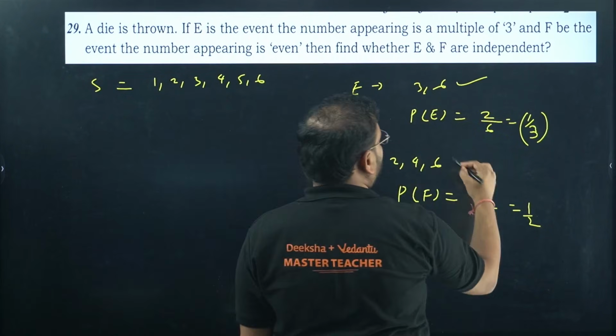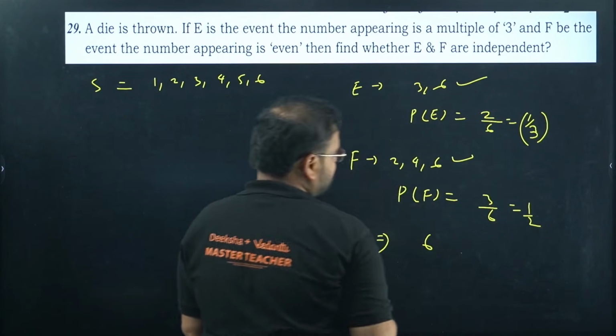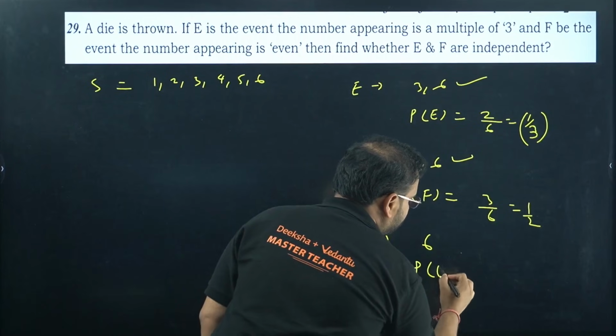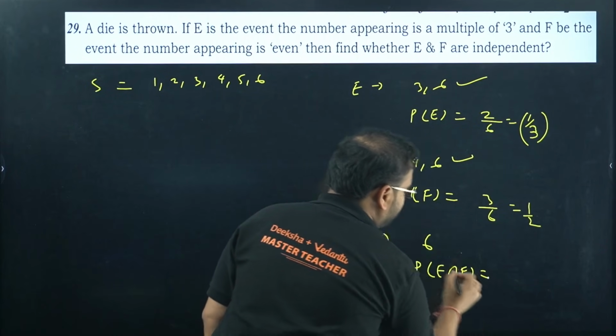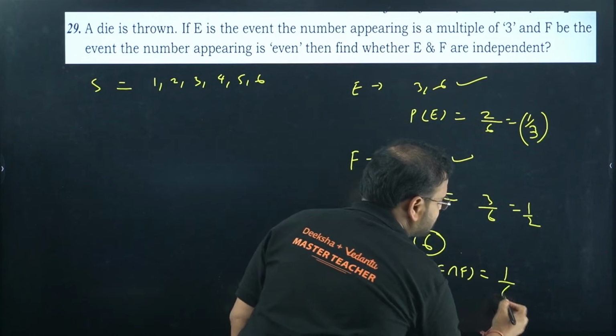Check E and F intersection is what? 6 and 6. Only one intersection. So what is going to be P of E intersection F? We have only one, which is 1 upon 6.